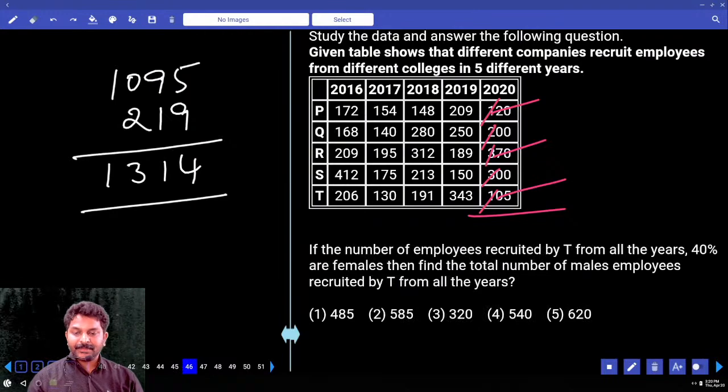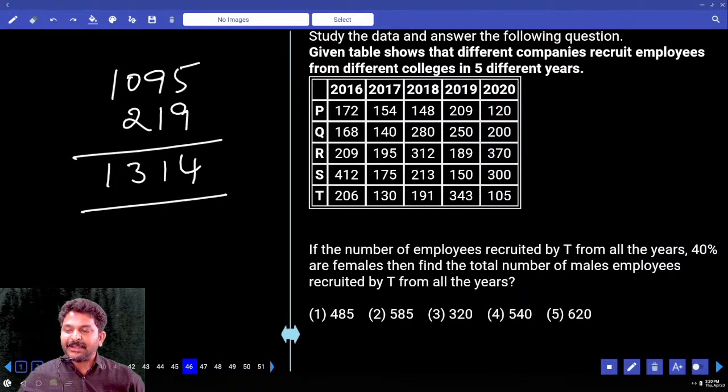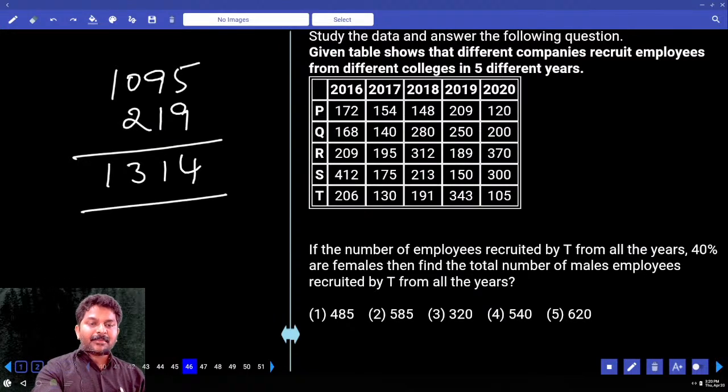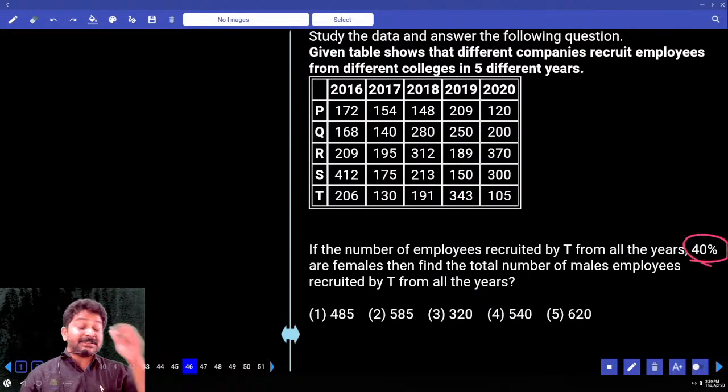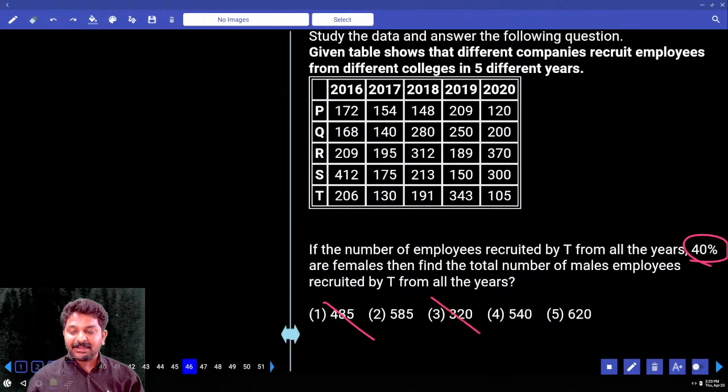If of the number of employees recruited by T from all the years together, 40% are female, then find the number of male employees recruited by T from all the years. Here also, if 40% are female, males are 60%, which must be a multiple of 3. Can it be the first option? The second? The third? The fourth? The fifth? 3 options eliminated. Again we have 2 options.